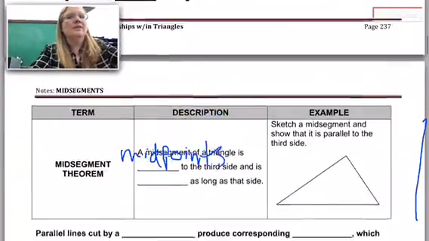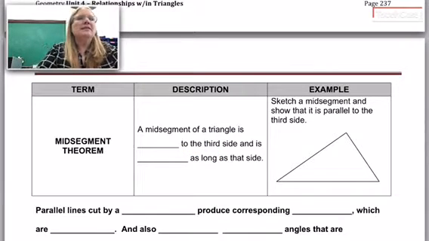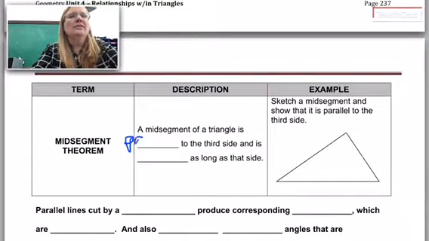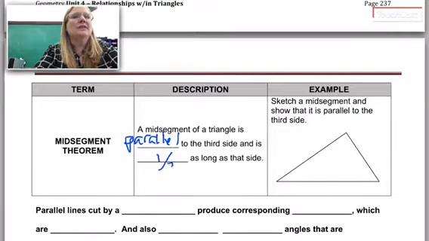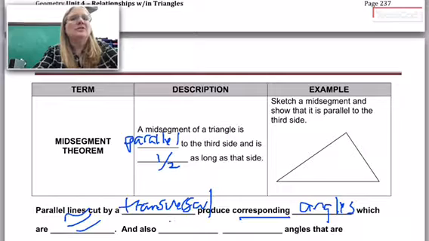All right. So here's the theorem, and what the theorem says is that a mid-segment of a triangle is parallel to the third side, and it is half as long as that side. Now when that happens, we have parallel lines cut by a transversal. Okay, and the angles that are created are corresponding angles, which are congruent, and then we'll have same side interior angles that are supplementary.